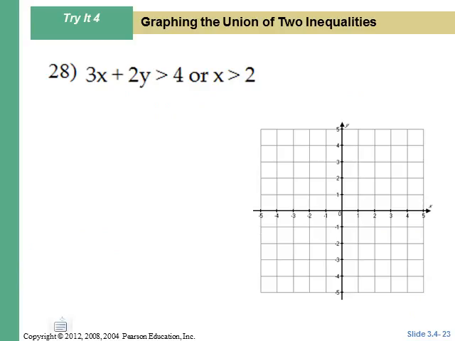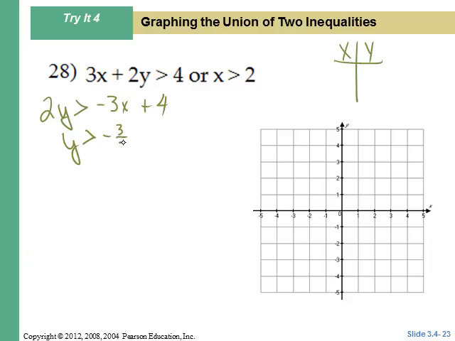Okay, you do this one. If x and y, tell you what, I'm going to solve this equation for y. 2y is greater than negative 3x plus 4. Y is greater than negative 3 halves x plus 2. So my intercept is 2, and from there I go down 3, forward 2, and I make it a dashed line. Since it's greater than, I'm going to be shading above that line.